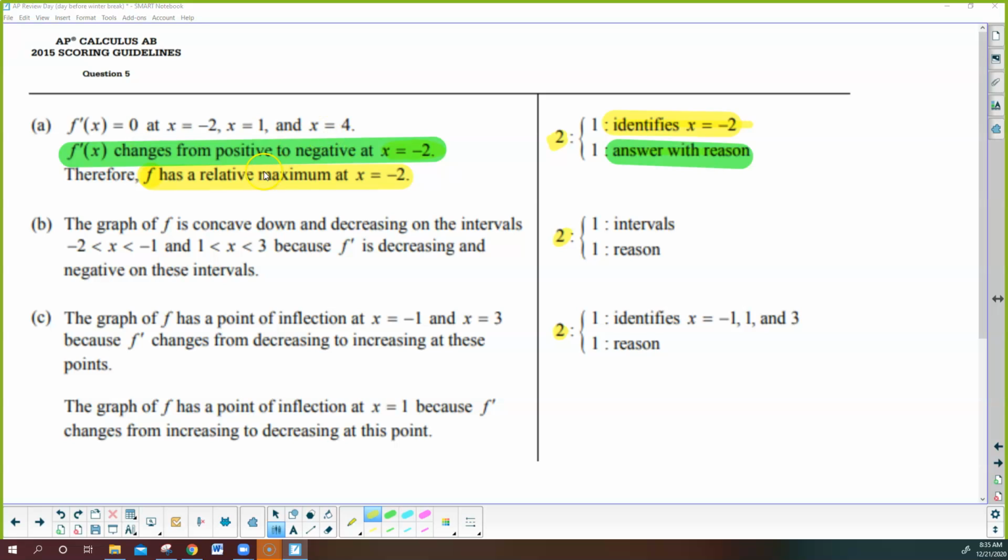Okay, so that's how you would earn the 2 points for part A. Part B is basically the same thing. You got 1 point for the correct intervals. Now you could use this notation.